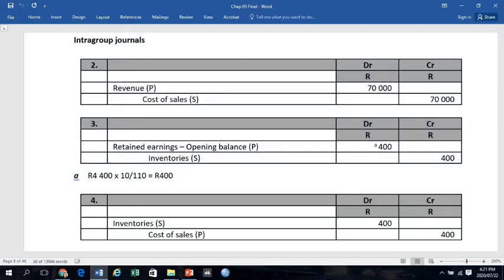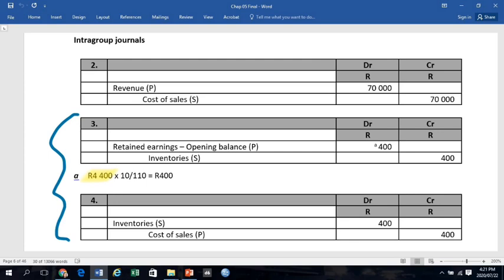Journal 3 and 4 gives effect to the unrealized profit in opening inventories. How do we know that there's an unrealized profit in opening inventories? The additional information told us that S Limited, being the buying entity, had intra-group inventories on hand at the end of 20X10 to the amount of 4,400 Rand. So at the end of 20X10, there was an unrealized profit in closing inventories. That then transfers to being an unrealized profit in opening inventories in 20X11.